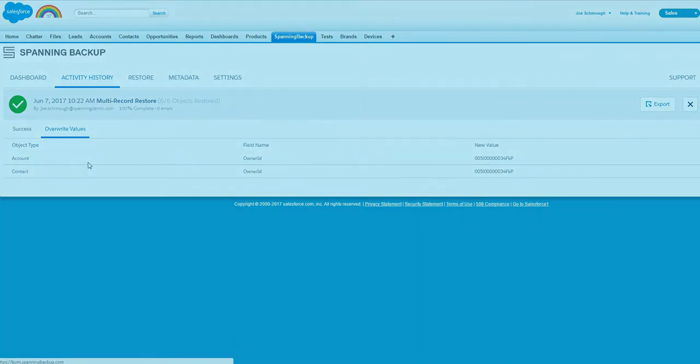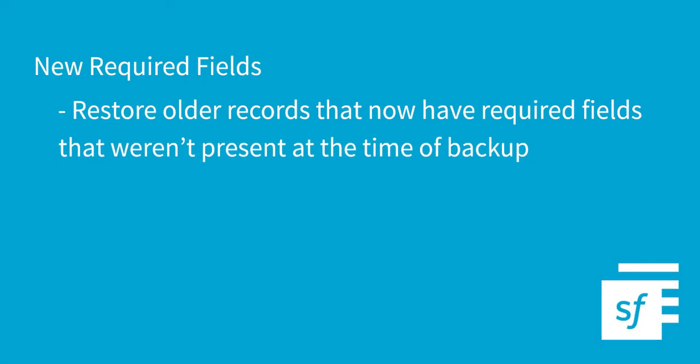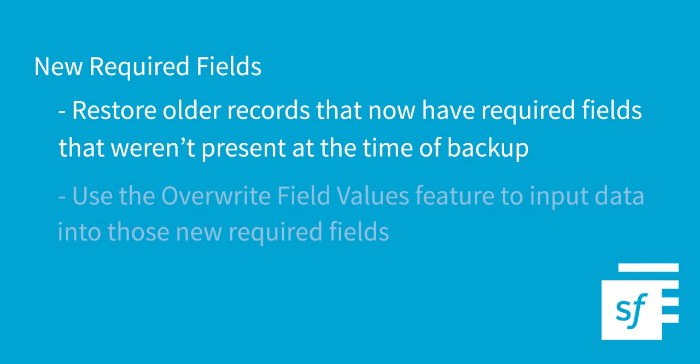Additionally, the Overwrite Field Values feature can be useful if you want to restore backed-up records that are older, but those object types now have required fields that weren't present at the time of backup. You can use the Overwrite Field Values feature to input a value into those required fields during the restore process, so that the records can be restored successfully.